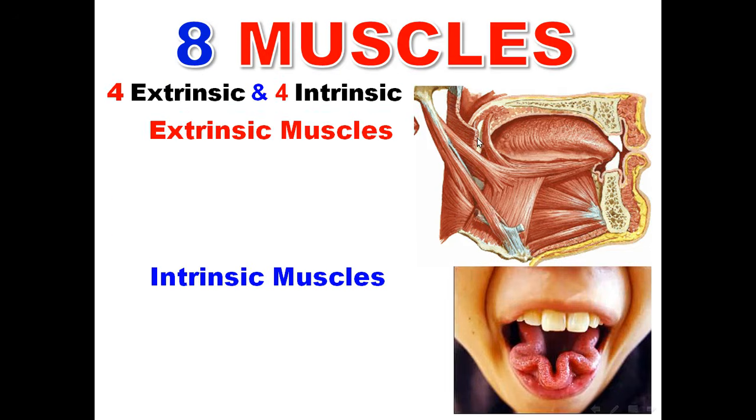Regarding the muscles of the tongue, we have muscles outside the tongue and muscles inside the tongue, the extrinsic muscles and the intrinsic muscles. So overall we have 8 muscles, 4 extrinsic and 4 intrinsic.